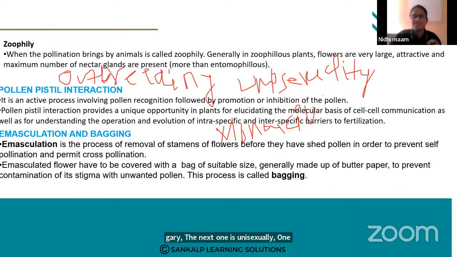Monoecious means, as I said, in one plant only two kinds of flowers will be there. Male and female flowers are present in one plant only. Example: papaya. Sorry, example: maize. Castor, maize. Castor means the castor seed and castor oil that we talk about. So in castor and maize, monoecious is found.